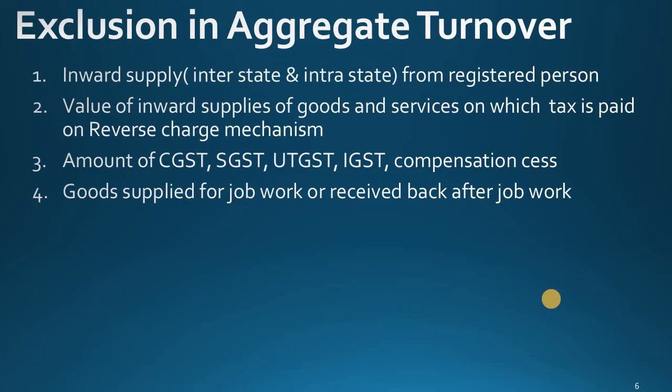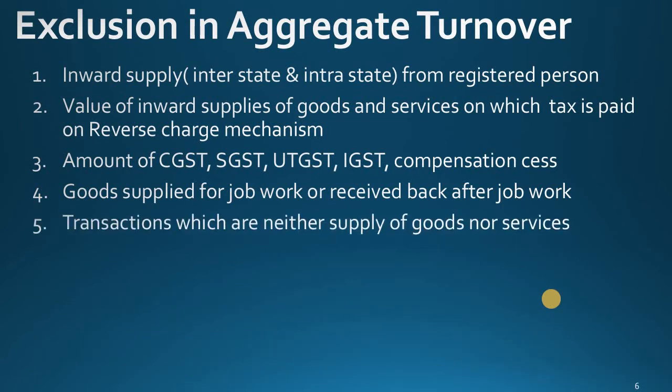Then goods supplied for job work and received back after the job work. So that means you are sending the goods to job work and you will return it, so there is no supply, so that is also excluded from aggregate turnover. Then transactions which are neither supply of goods nor services. There may be some transaction which cannot be considered as a GST supply, because it will not come under the GST Act. So such supplies are also excluded from aggregate turnover.